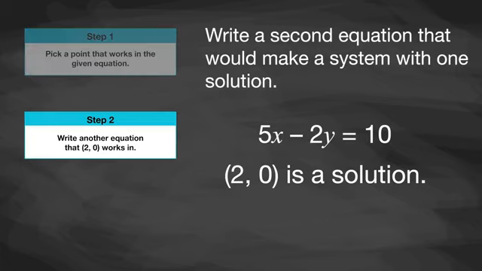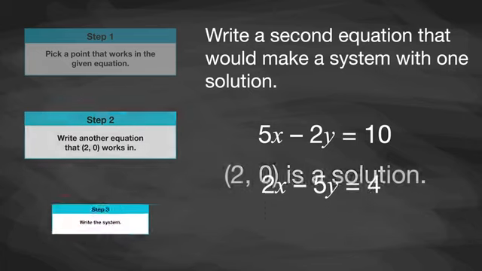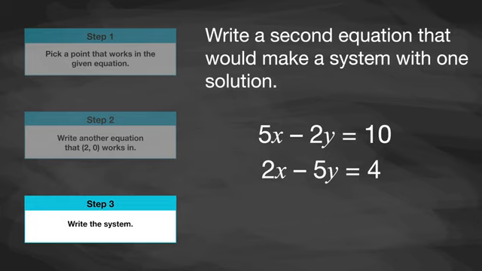Now, write another equation that (2, 0) works in. The point works for 2x minus 5y equals 4. Finally, write the equations together to form a system that has one solution.